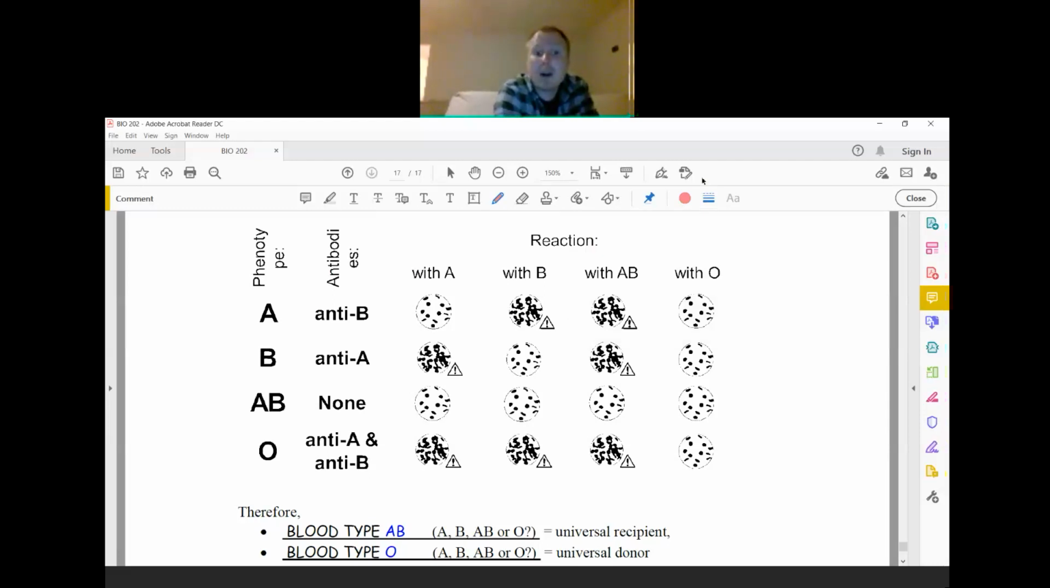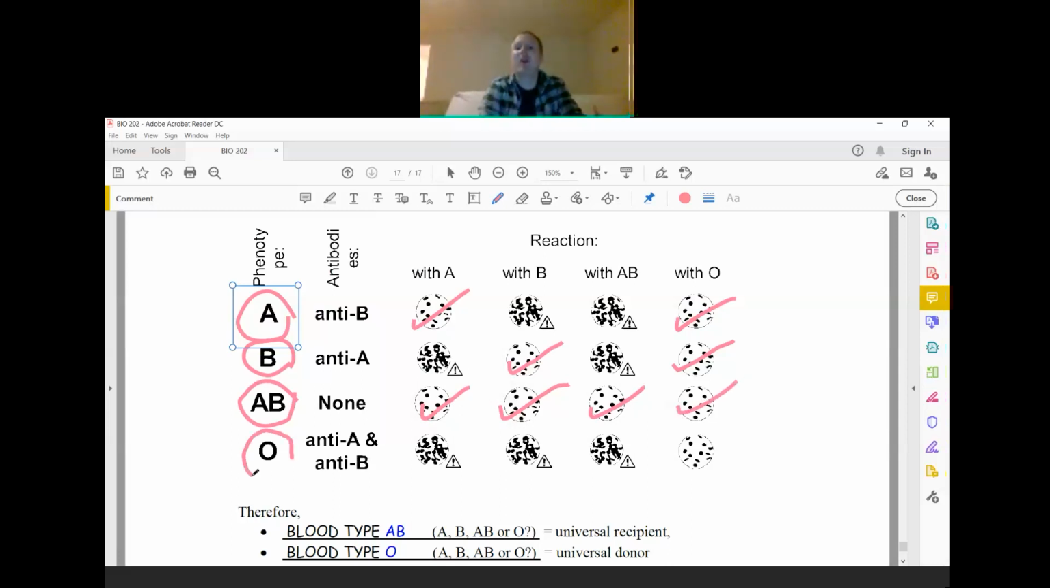If someone has blood type A, they can receive blood, of course, from another person who's blood type A, but they can also receive blood from someone who's blood type O, because that individual is a good match with them. For blood type B, they can receive blood from another B and also from a blood type O donor. If your blood type is AB, you can receive blood from any donor, whether it's A, B, AB, or O. If your blood type is O, you can only receive a blood transfusion from another O donor.